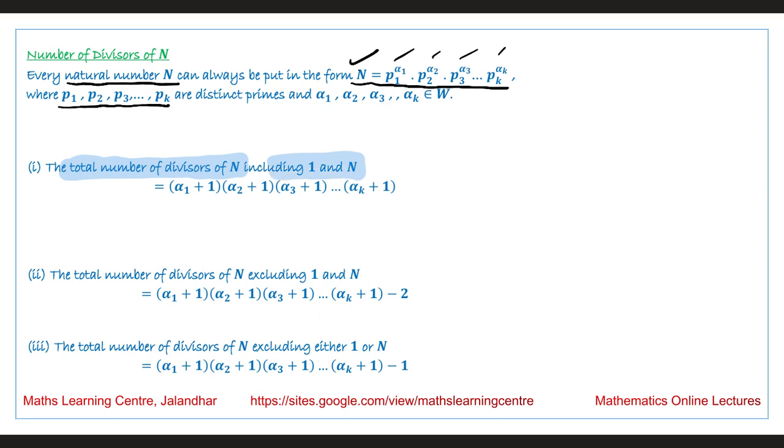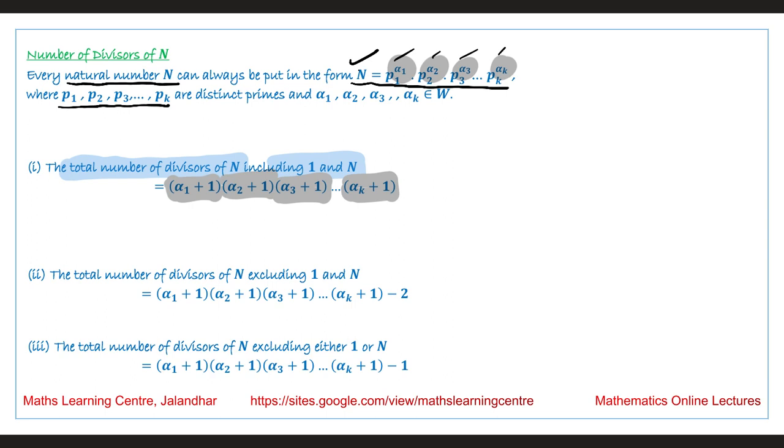is, with these powers being alpha 1, alpha 2, alpha 3 and so on up to alpha k, the answer: (alpha 1 plus 1) into (alpha 2 plus 1) into (alpha 3 plus 1) and so on up to (alpha k plus 1).